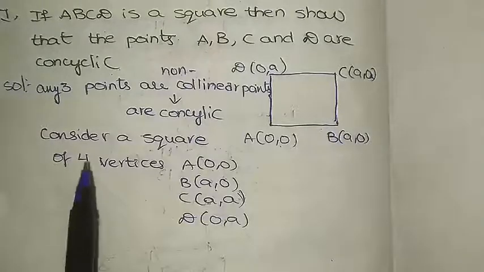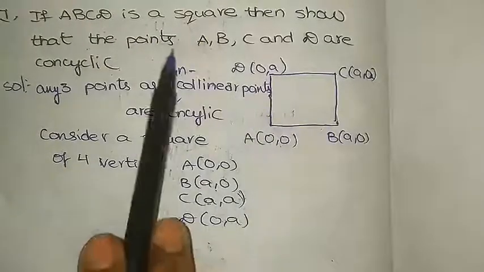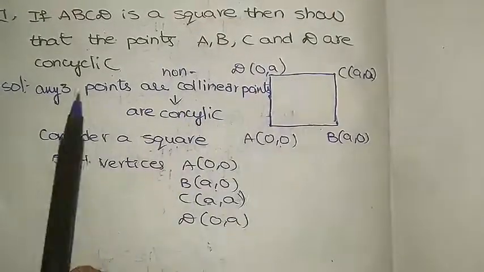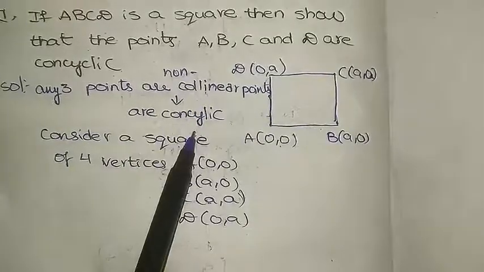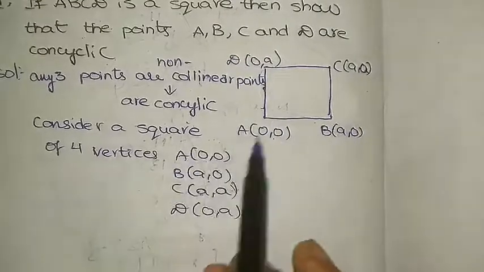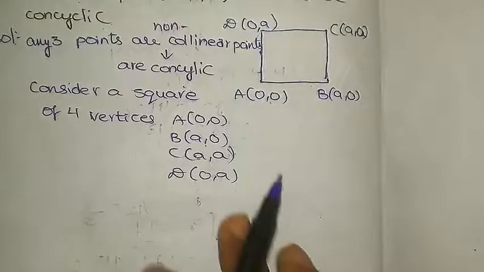7th one. If ABCD is a square, then show that the points A, B, C and D are concyclic. We already know that if any 3 points are non-collinear, then they are concyclic. So for that, consider a square of 4 vertices. These are the 4 vertices. To make it simple, I am taking the zeros also.